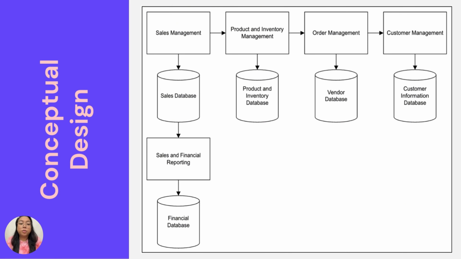So here is the conceptual design that I created. It's basically the main modules that I will have, and the databases that would connect to them. So I have here sales management, and product and inventory management. There is order management and customer management. And over here we have sales and financial reporting, all of which have their own database, or it could be a main database that has just different tables or schemas inside of them.